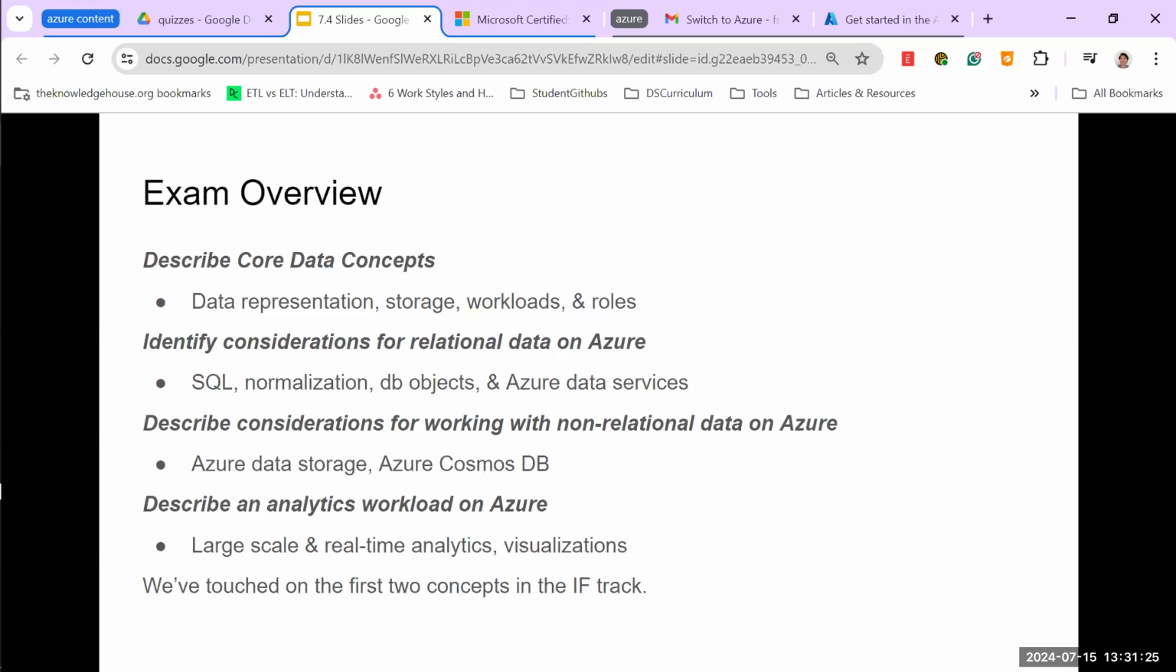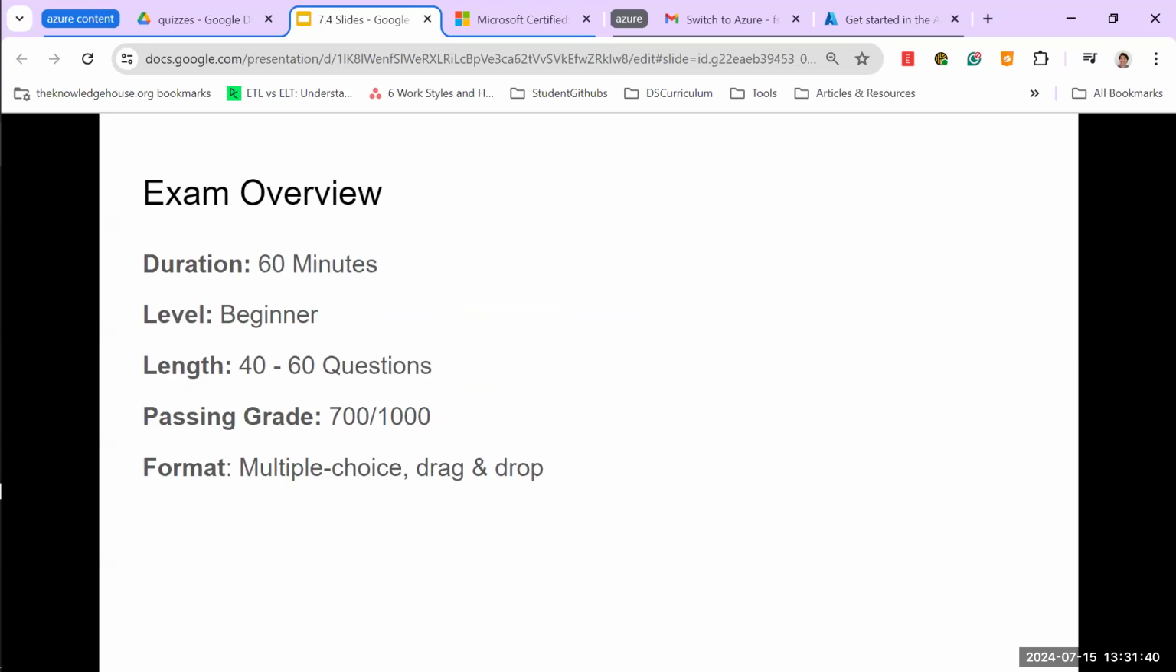We've touched on the first 2 topics in the Innovation Fellowship course, the core data concepts and relational database, but we haven't really talked about the last 2, so hopefully this will be a good way to expand your horizons in the world of data.